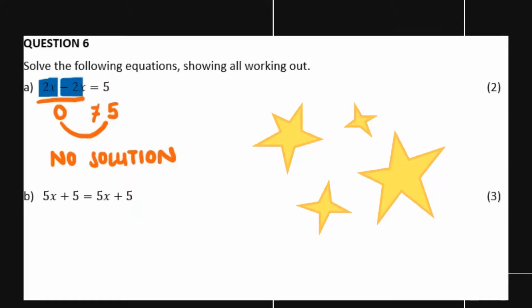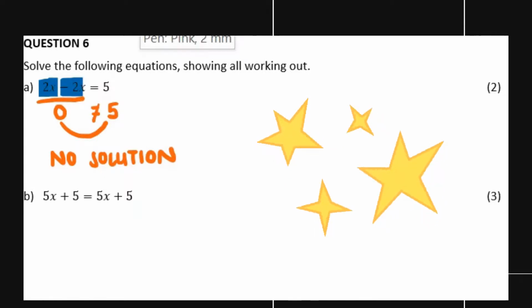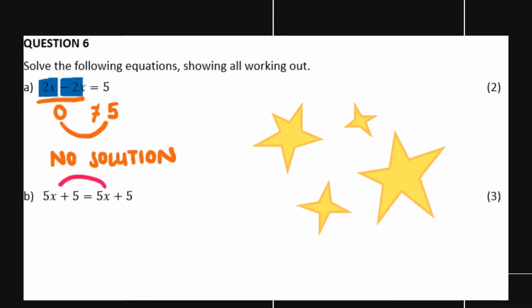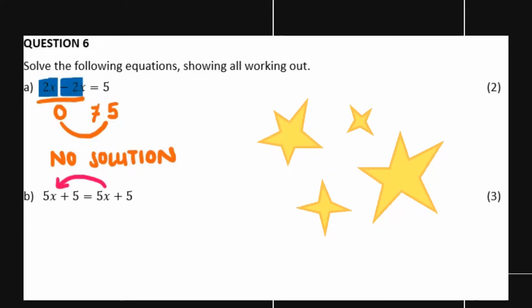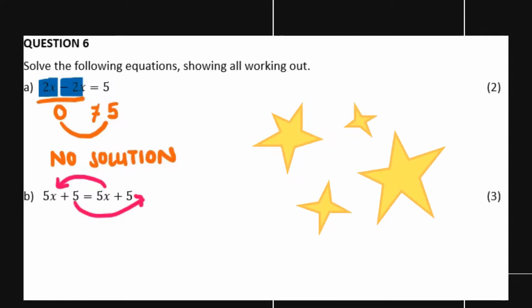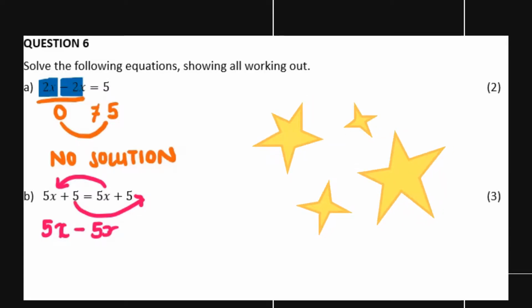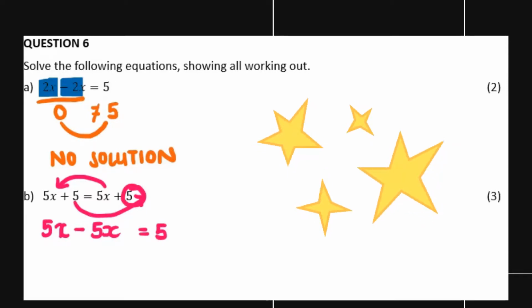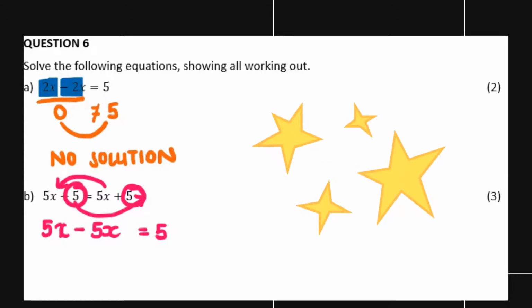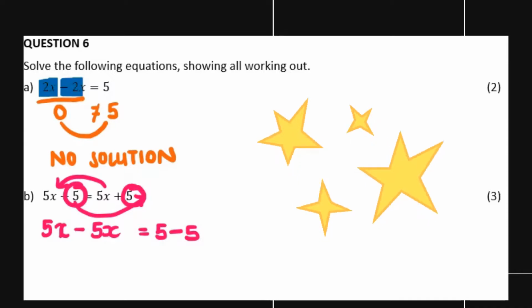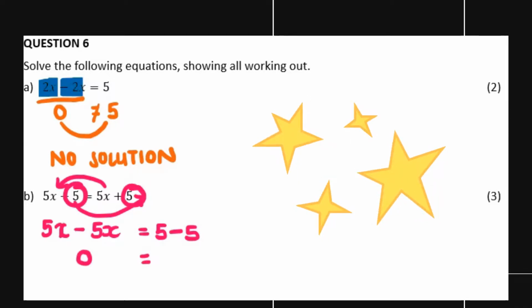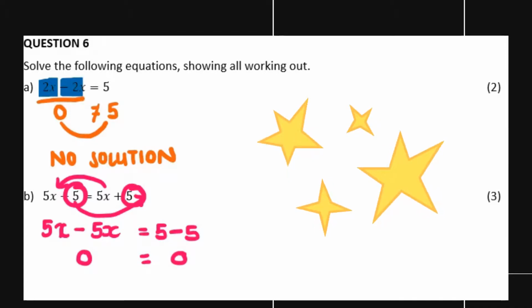In number B, if we now group the like terms together, we would need to move 5x to the left-hand side, and we need to move the 5 to the right-hand side. Let's start there. I would say 5x minus 5x is equal to the 5 that is left on the right-hand side. Because we are moving the other 5, it turns into negative 5. Now we solve. 5x minus 5x is equal to 0. And 5 minus 5 is also equal to 0.